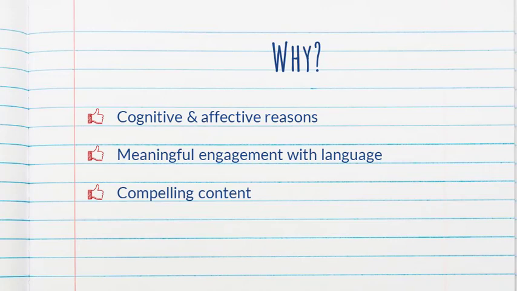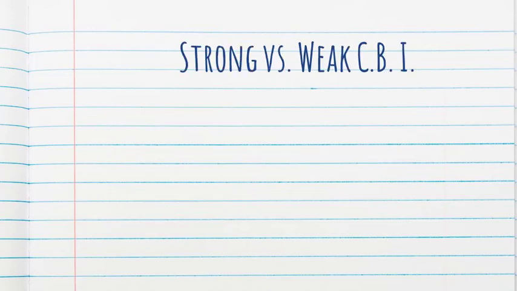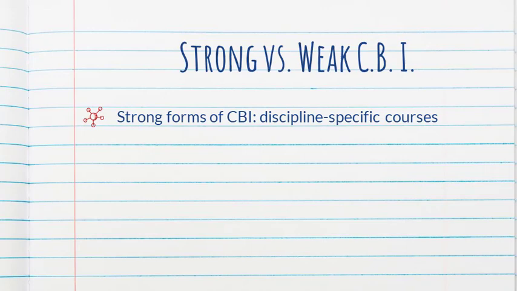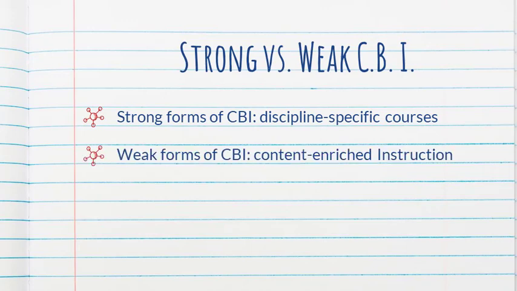How do we make it happen in the classroom? There are strong and weak versions of CBI. The strong form would be something like discipline-specific courses. For example, a geography course in the target language. A weak form of CBI is sometimes called content-enriched instruction. The content is there to enhance or support language learning, but language learning is still one of the main priorities.